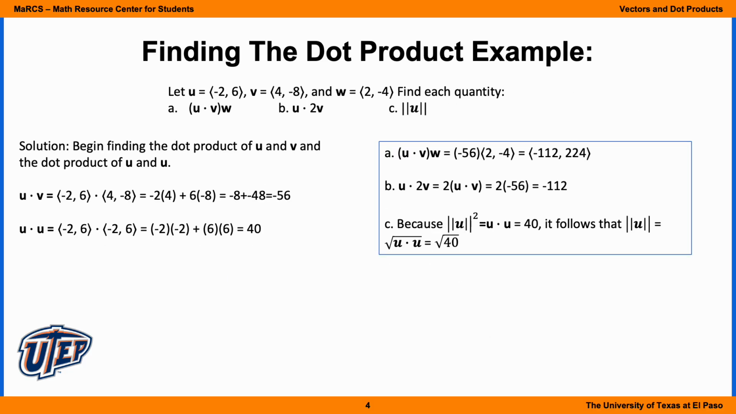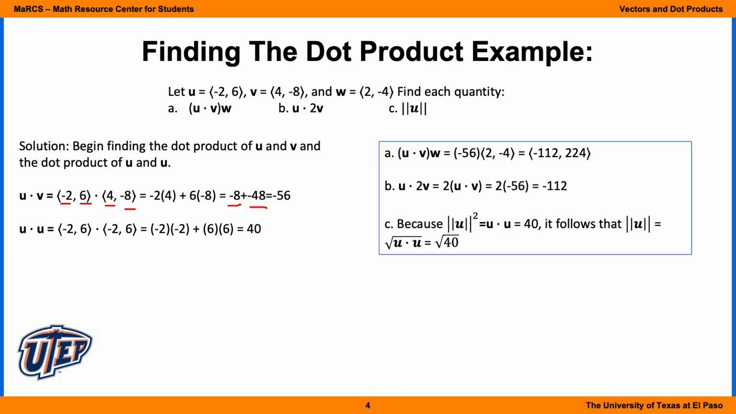Here we're given some vectors and we're told to find the following quantities. So for the first example, we need to find the dot product between u and v and multiply that scalar by the vector w. So first we find the dot product of u and v, so we multiply each of the corresponding components. So negative 2 times 4 will give us negative 8. And now 6 times negative 8 gives us negative 48. So then negative 8 plus negative 48 gives us negative 56.